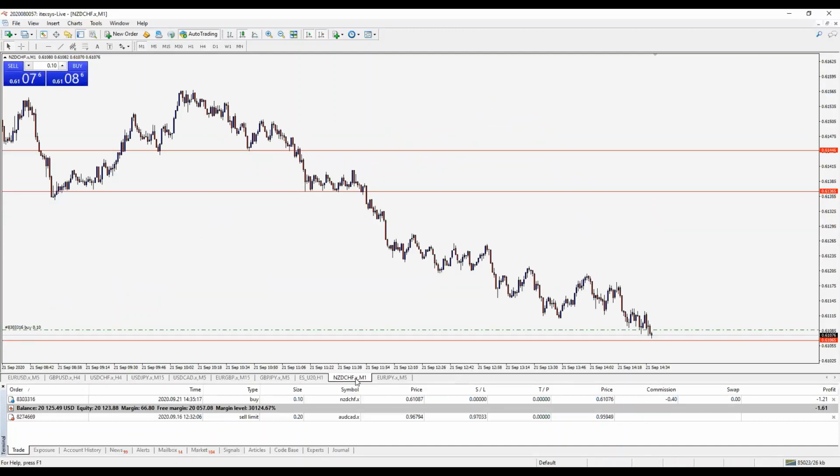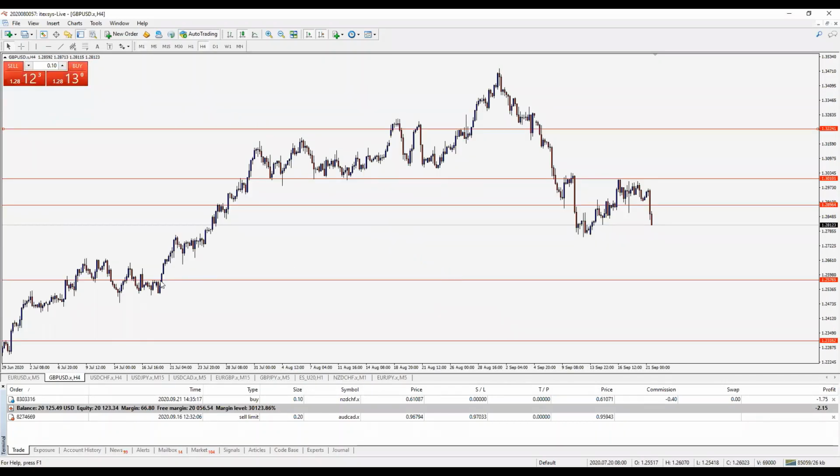What happened with the New Zealand Swiss? Oh, we are in. Okay. This is the next level. Where is it? This one. This is the next level where I will consider buying the pound against the dollar on the first touch in this time frame. Okay.